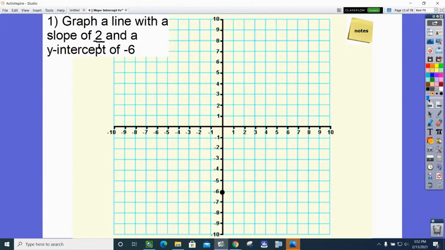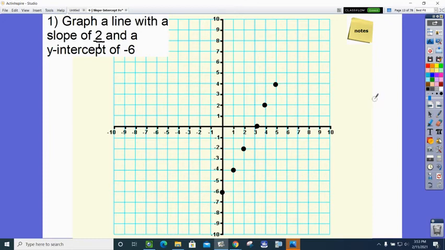So now what I'm going to do is use the slope to move. So I'm going to start at my y-intercept and I'm going to rise 2 and run 1. Boom. I'm going to use my slope again. I'm going to rise 2 and run 1. 2 up, 1 over. You could keep doing this forever if you wanted. Do you see the line forming?